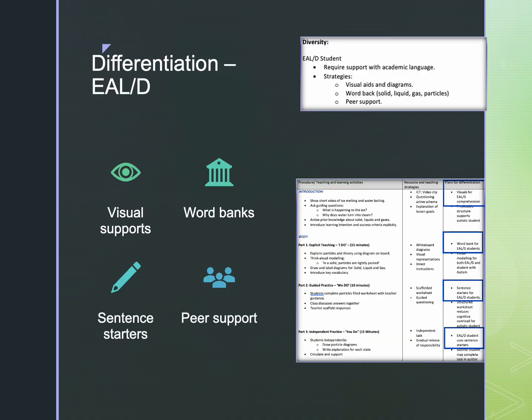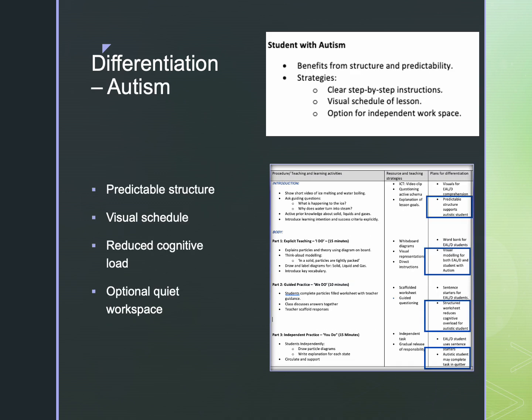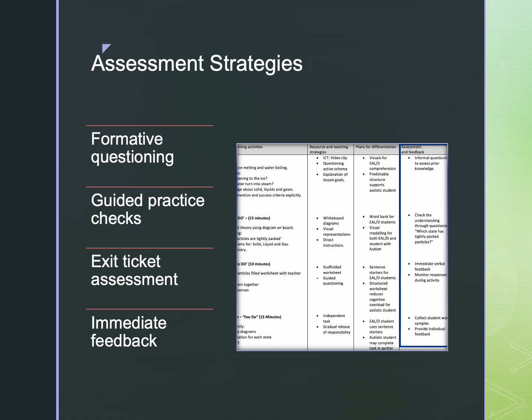Differentiation. Differentiation is a key component of this lesson and is informed by Tomlinson's work on responsive teaching. For EALD learners, I provide vocabulary scaffolds, visual supports, and simplified explanations. For students with autism, I include predictable routines, visual schedules, and the option of a quiet workspace. These strategies ensure all students can access the same content while receiving appropriate support.